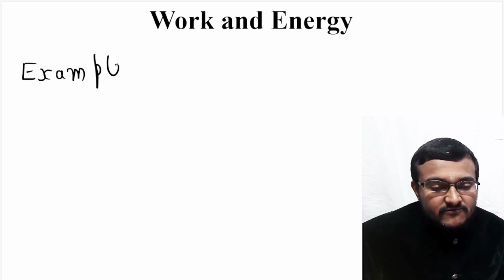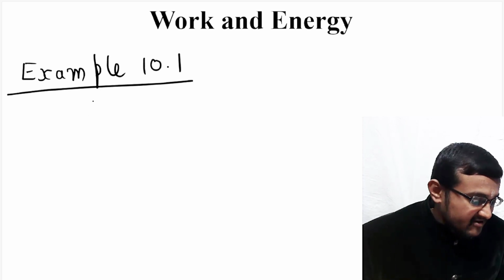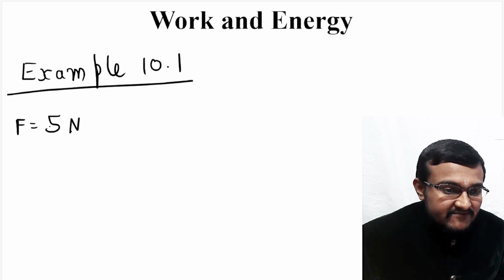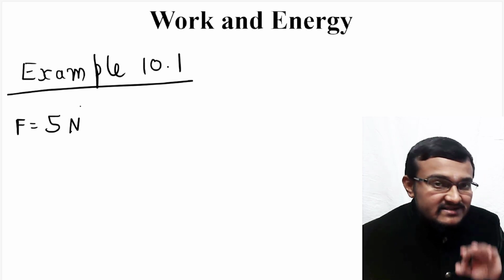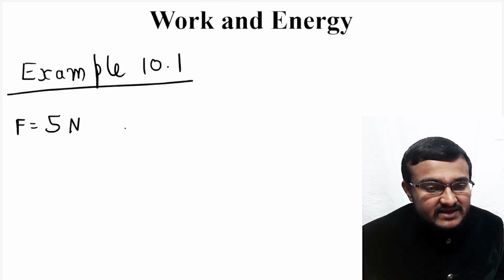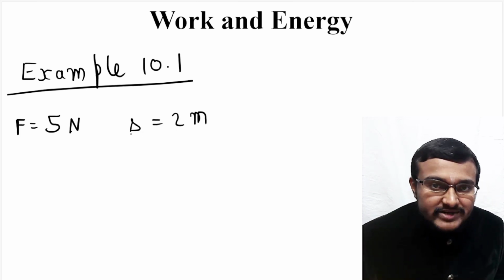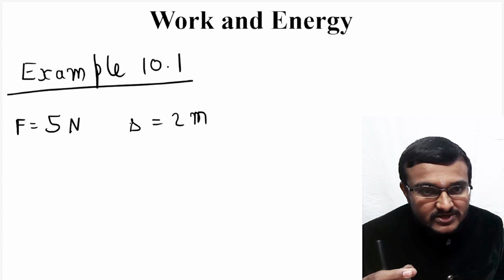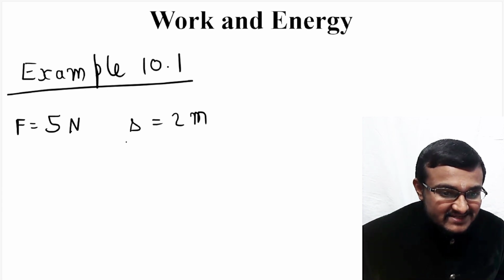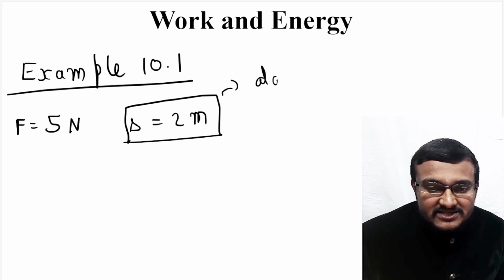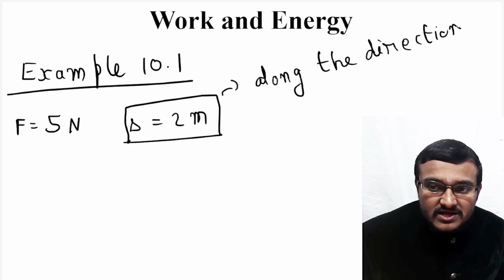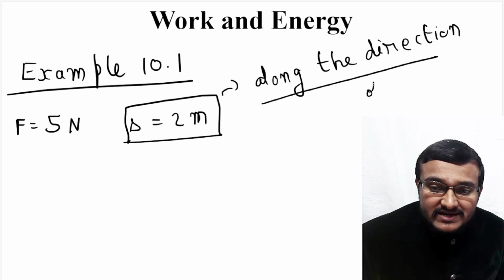In this chapter, if you focus on example 10.1, they have given a force of 5 Newton acting on an object. They have also said that this 5 Newton force is applied on the object, and the object is displaced by 2 meters. So force is 5 Newton, S is 2 meter, and you have to calculate the work done. And one more thing: this displacement has happened along the direction of force.